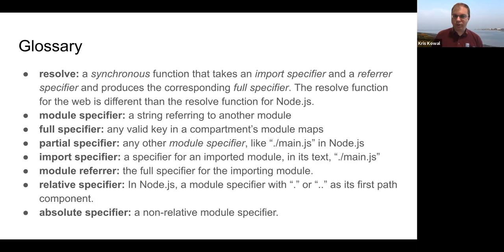A module specifier is a string that refers to another module, simply. It comes in many species. A full specifier is a valid cache key or memo key in a single compartment, scoped to a single compartment for its internal bookkeeping of what modules it knows about, by what things it's been asked to load, what things it has successfully loaded, and what things it has successfully begun to execute. A full specifier is a cache key. A partial specifier is anything else, anything that is not full.